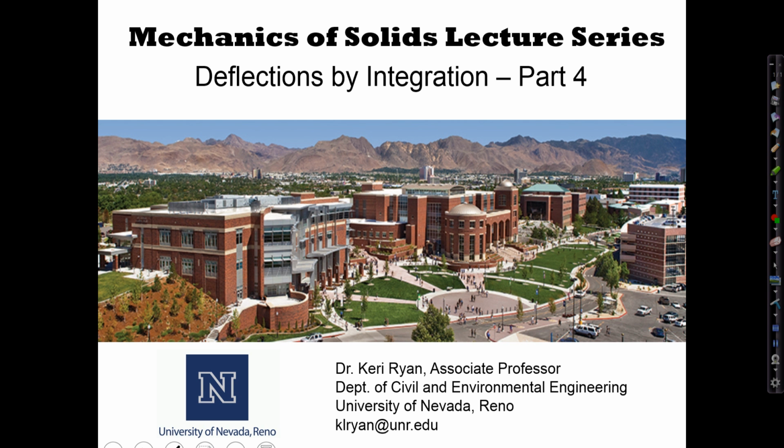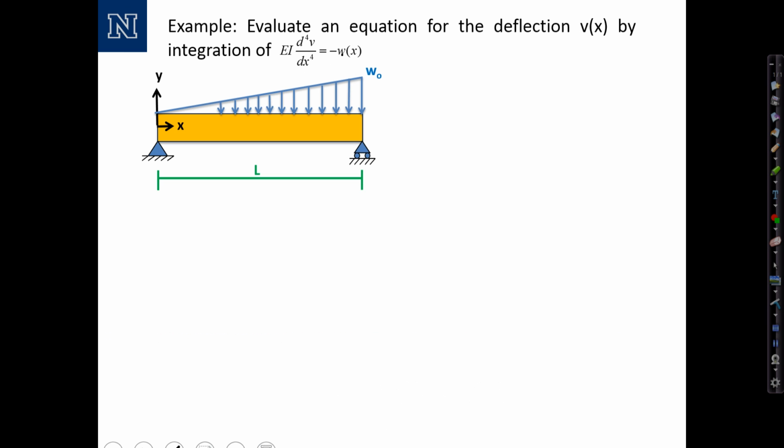In this series of videos, we're evaluating beam deflections by integration of the beam equation. This next example, we're going to switch modes a little bit and evaluate the deflection by integrating the fourth order version of the equation, EI d to the fourth v by dx to the fourth equals negative w of x. The beam under consideration is a simply supported beam with a linearly varying distributed load.